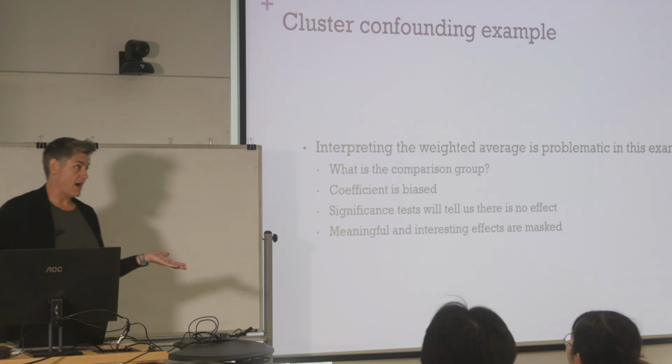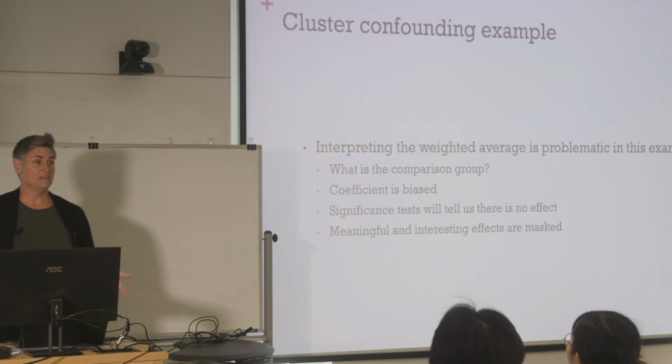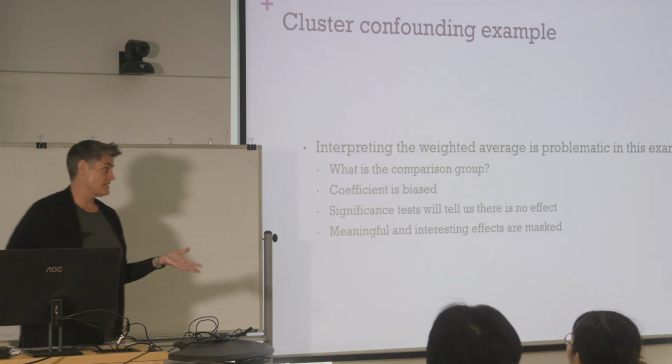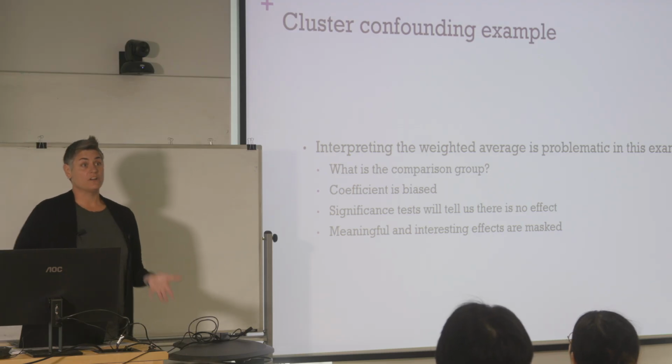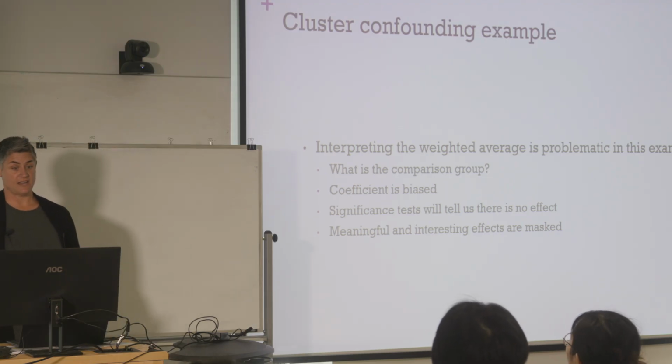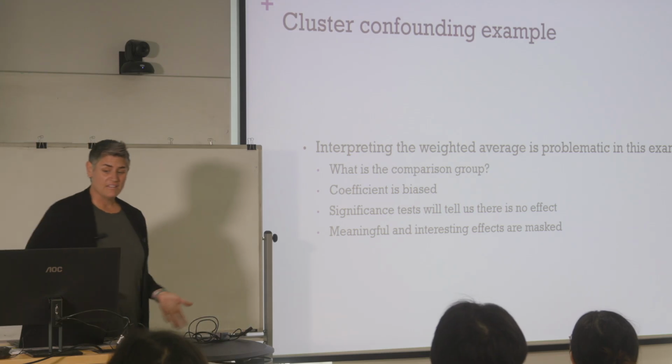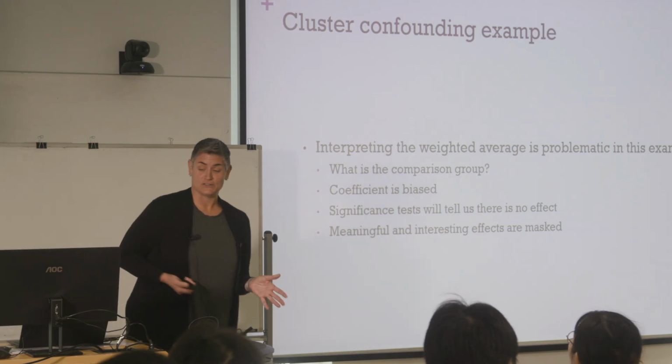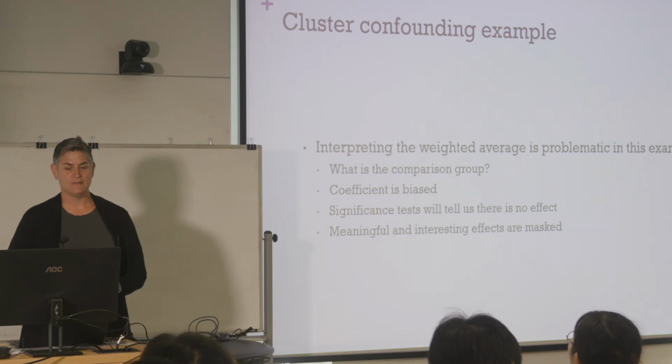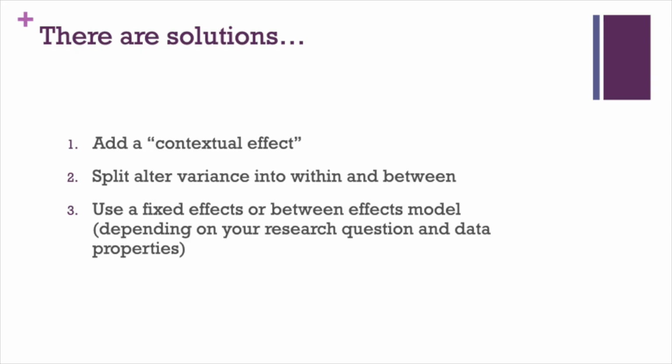The coefficient is biased, right? Because it's telling us the significance test is going to be biased. It's going to tell us there's no effect here, when there are clearly effects, there are just two different effects. And then we have these meaningful and interesting. I don't know if this is interesting, probably not that interesting. But in practice, you could have interesting effects that are actually masked, right? If you ignore this cluster confounding problem.